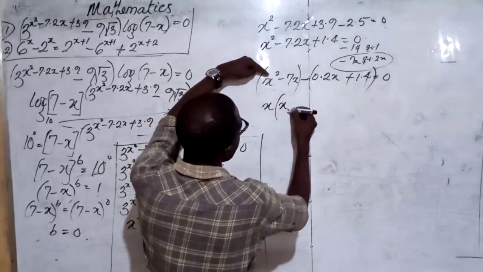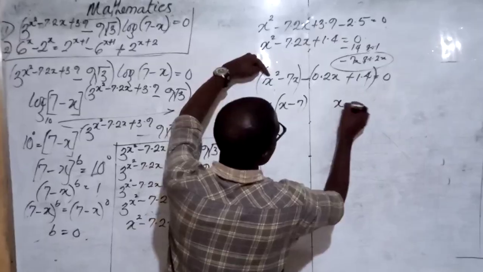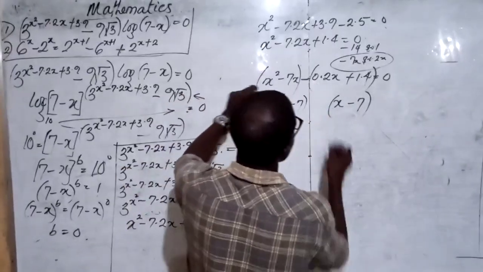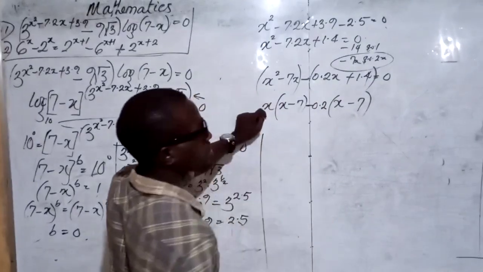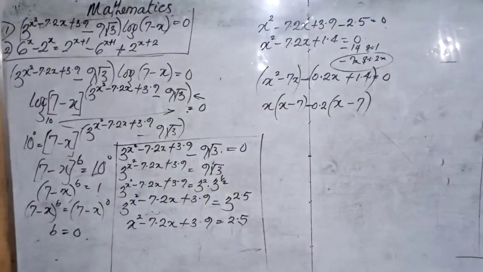So we factor out x. We have x left, minus 7. So let's repeat this. We have x minus 7. So what are we going to multiply with x to give us 0.2? That's just 0.2. Let's return the sign, the minus. I hope you are getting what I'm doing. I hope it's capturing that part.